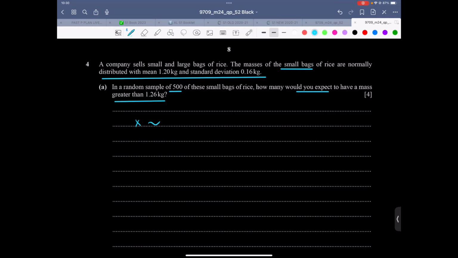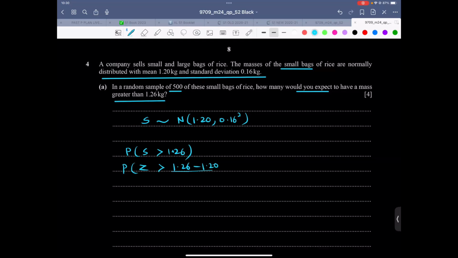First of all, write x follows, or instead of x, let me write S, S for small. S follows a normal distribution, 1.20, 0.16 squared. Probability S is greater than 1.26. Probability Z is greater than (1.26 minus 1.20) divided by 0.16. Probability Z is greater than, and the Z value from the calculator is coming out to be 0.375.